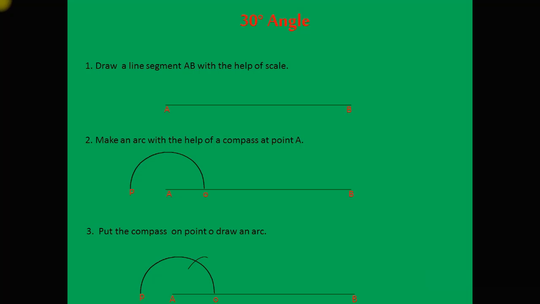First of all construct an angle of 90 degrees, and then bisect that 90-degree angle for the 45-degree angle. And this is the end of this segment.